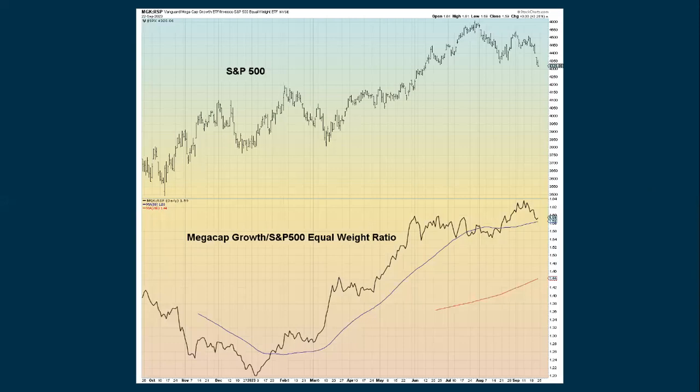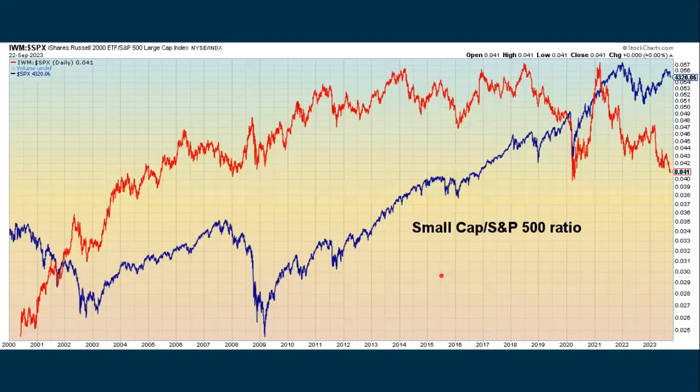We look at the mega cap, the really, really big companies, and compare it with the equal weight index, showing that the equal weight stocks are underperforming or the mega caps are really outperforming. And when we compare small caps, which have been under a lot of pressure, we're seeing this ratio, which is the red line, really going down. If things were to turn more positive, we want to see this red line going up.